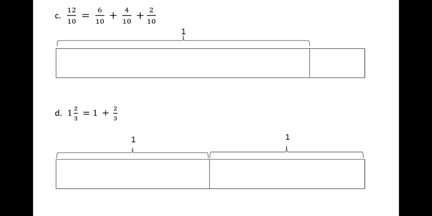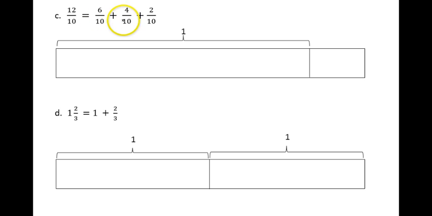The next problem says 12/10 equals 6/10 plus 4/10 plus 2/10. Because in the original fraction my numerator is larger than my denominator, I know that this fraction is going to be greater than 1 whole. And you can see in the tape that we've been given a diagram that shows more than 1 whole.